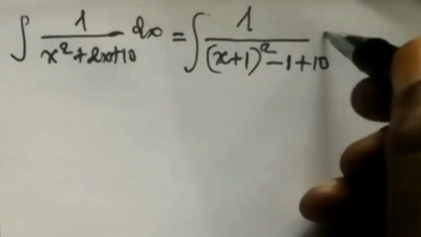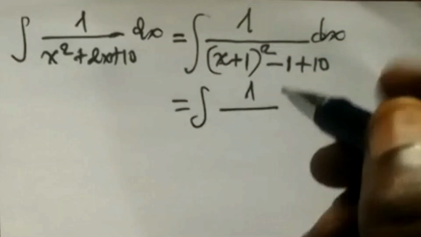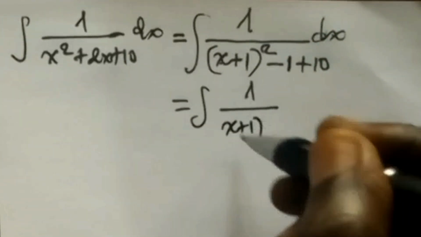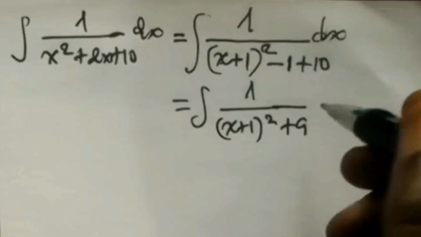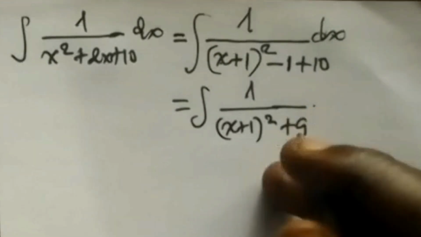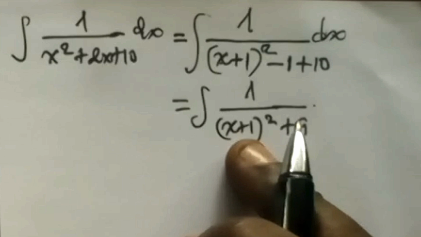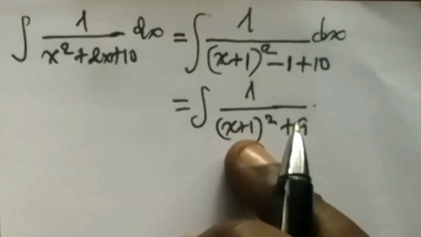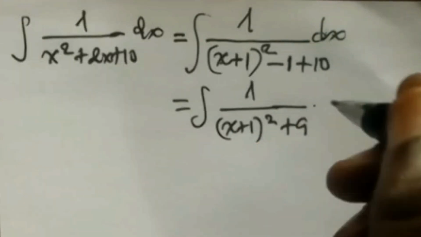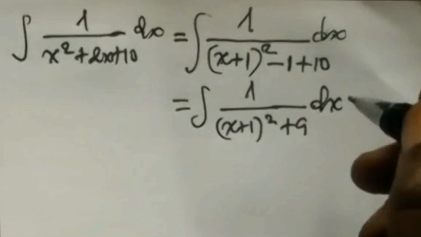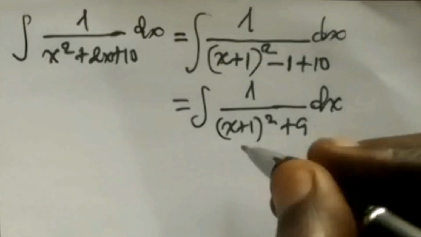Overall, I will then get integral of 1 all over x plus 1 all squared plus 9, negative 1 plus 10. And with this now, this expression x plus 1 can be a replacement for x in the formula 2 as I'm performing the integral. So take note of that. It's a very big shortcut. It's a strategic method of solving this type.